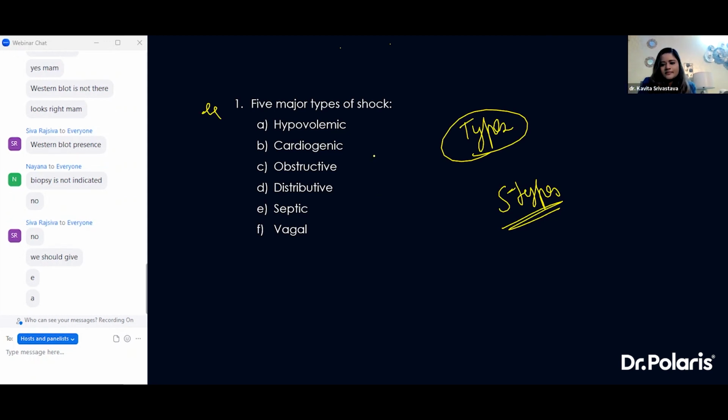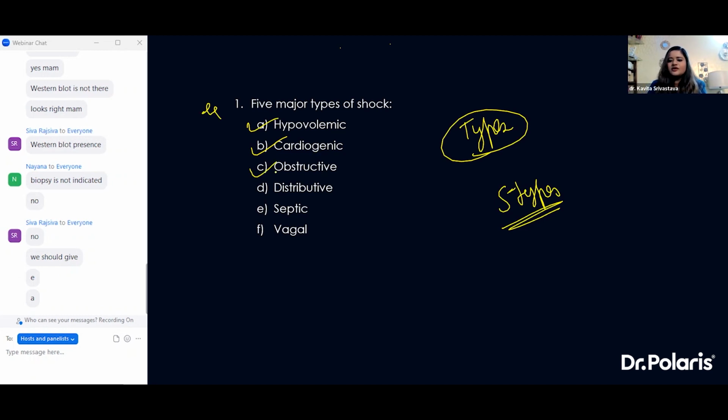Any answers? Okay, A, yes. Hypovolemic shock is one of the most common types of shock. Apart from that, do we have a cardiogenic shock in children? So cardiogenic shock can also happen. Whenever there is a very fulminant cardiac disease, it can result in abnormal pumping out of the blood to the whole body, causing a cardiogenic shock.